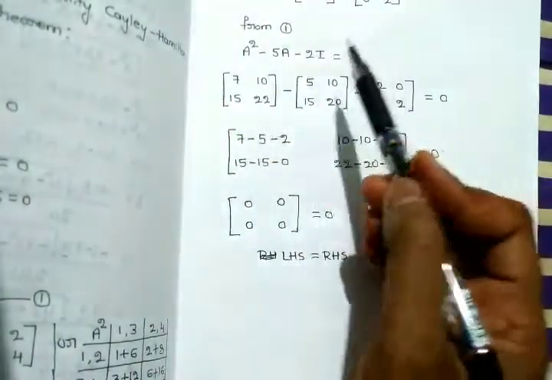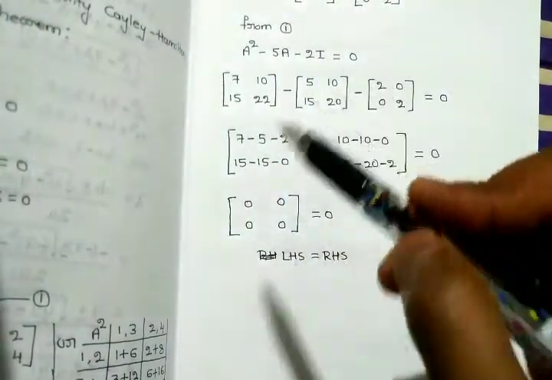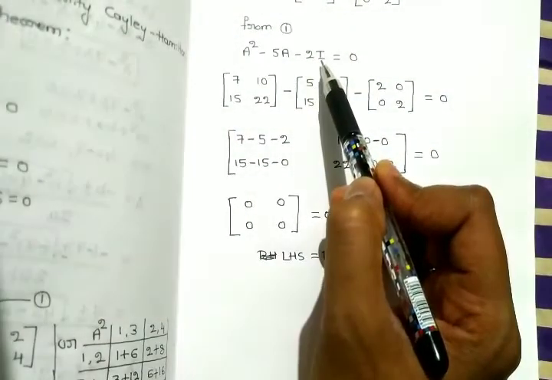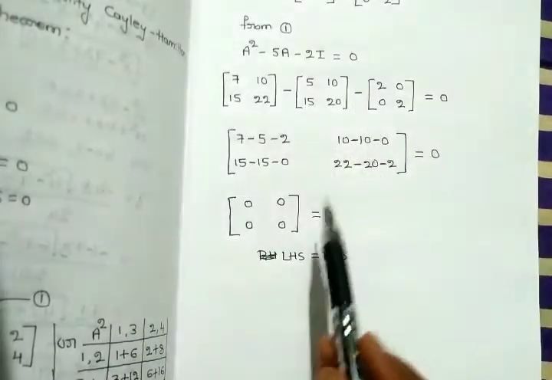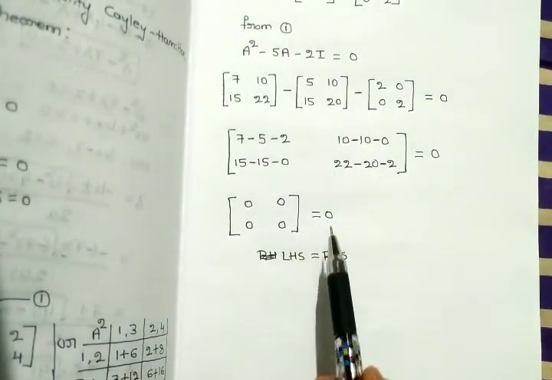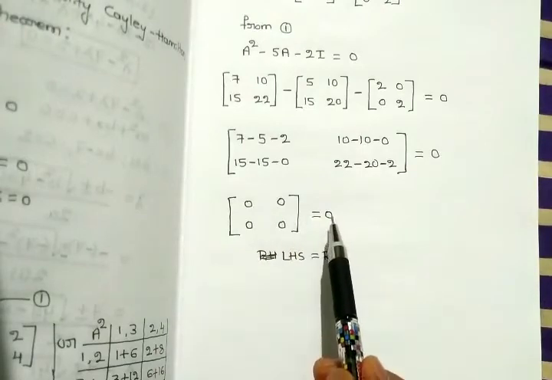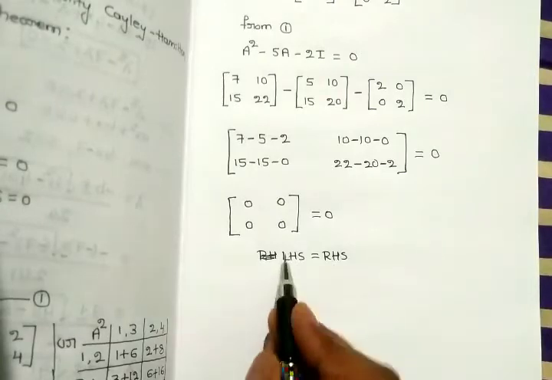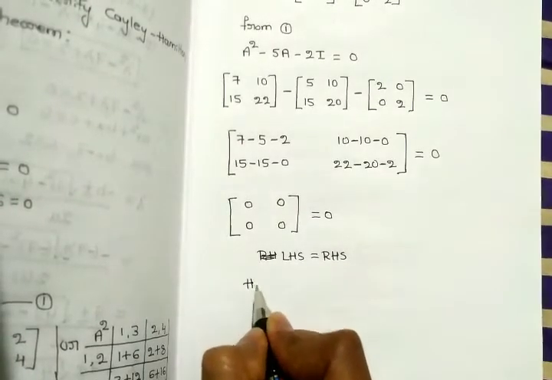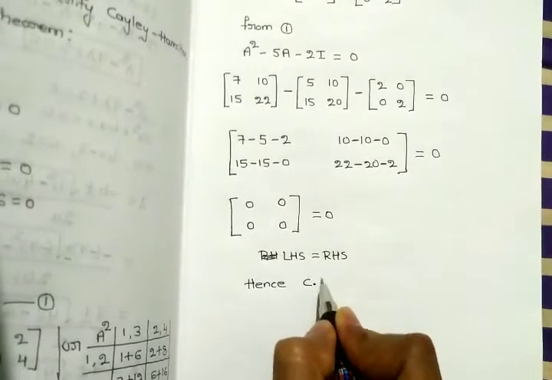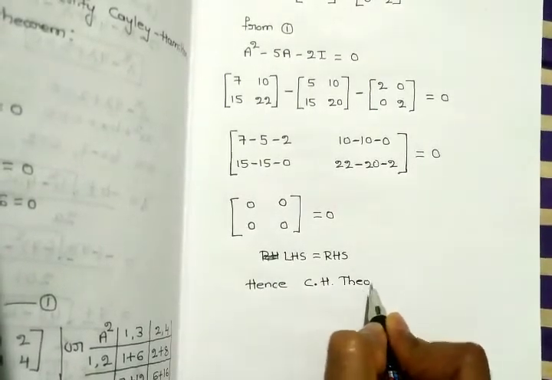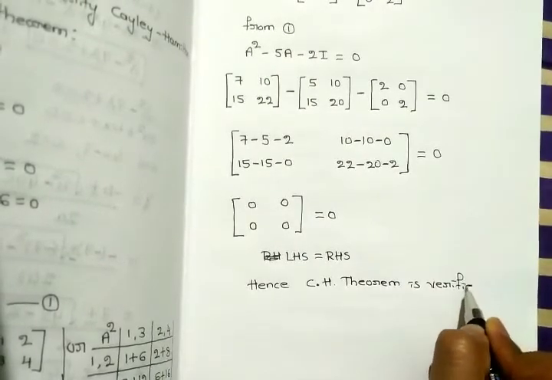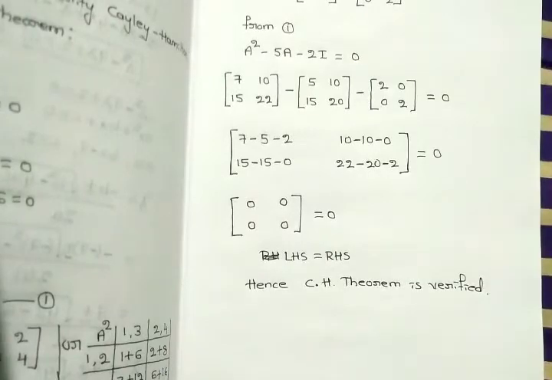Therefore, whenever you are replacing lambda with A, after replacing, this purely constant term you need to multiply with I, then only will you get the final answer 0. Once you get left hand side value and right hand side value both as 0, that is LHS is equal to RHS, hence you write: CH theorem is verified. So this is how you need to show.